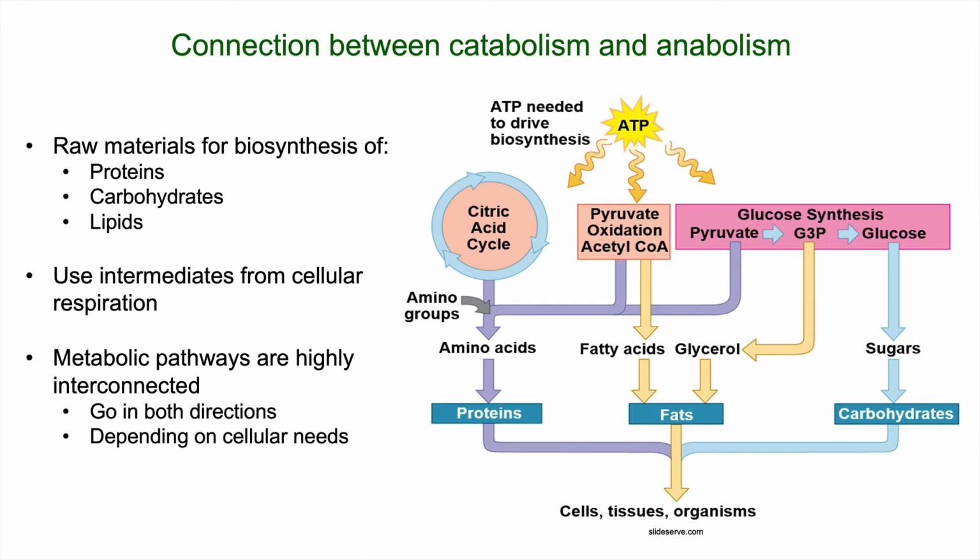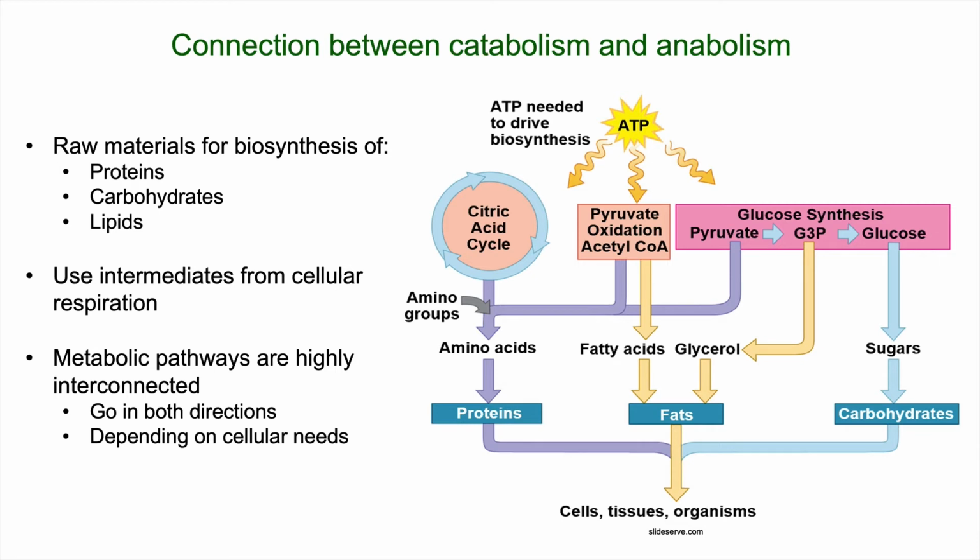Now, here's the thing, all of these reactions go in both directions. At this point, we've looked at breaking down the large macromolecules to generate ATP, but we can also use the intermediates as raw materials to build these molecules. And so what you have to realize is because the needs of the cell are constantly changing, sometimes we're putting things together to build the big molecules. Sometimes we're breaking them down to generate ATP. It just depends on what the cell's needs are, and those are constantly changing because the environment is changing.